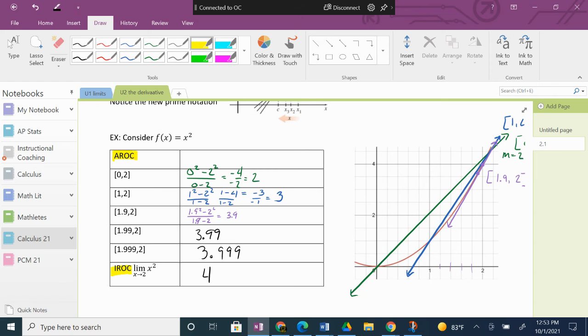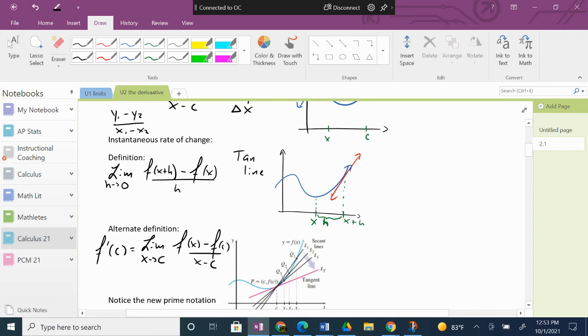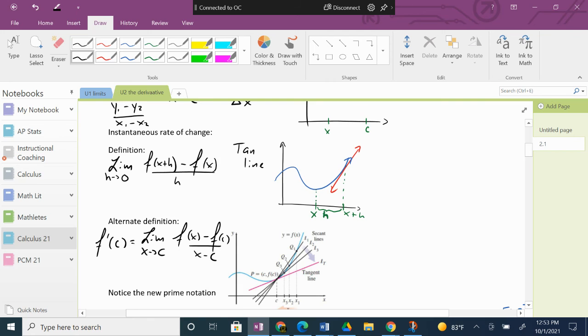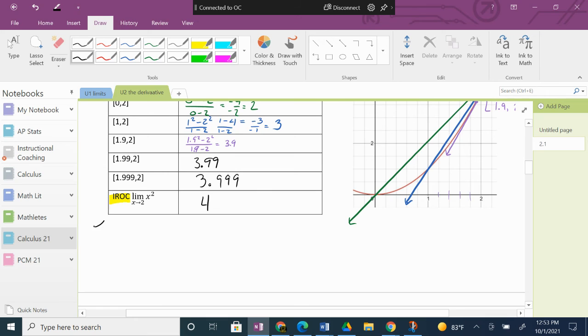Okay? So the other way to do this is by definition. So using this definition right here, f of x is x squared. So if I apply that, by definition, f of x plus h would be x plus h quantity squared minus x squared over h. Yeah, remember this?